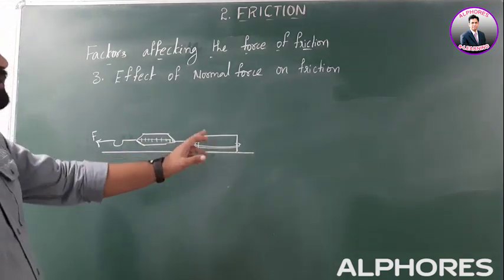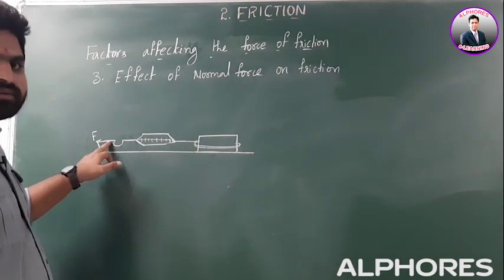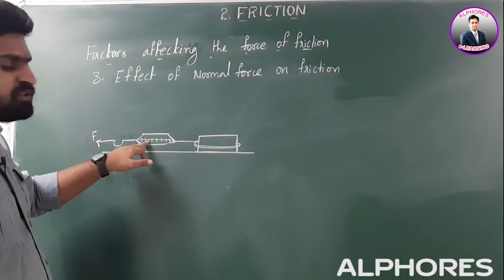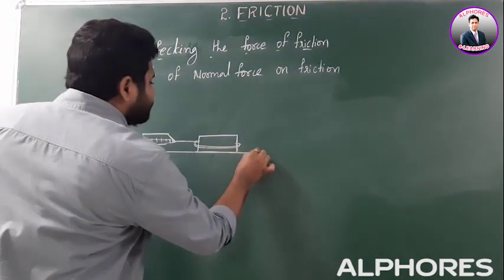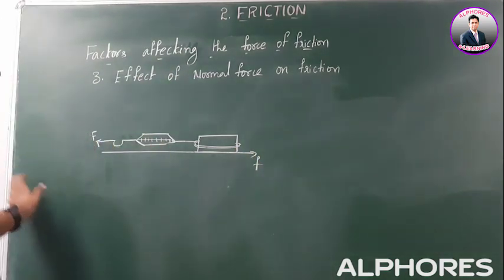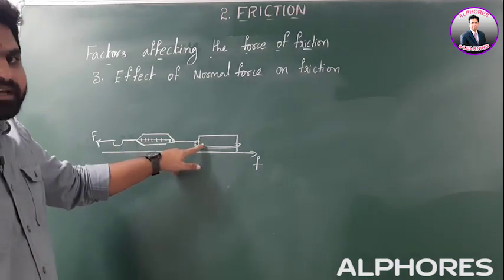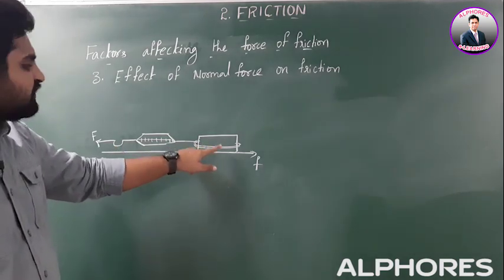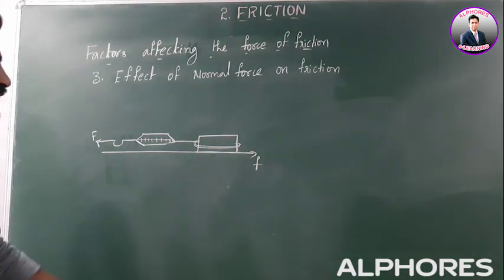Now when the brick is ready to move, the applied force reading is shown in this spring balance, and the frictional force acts here in the opposite direction. Initially when you apply force, the brick does not move because of the frictional force between the brick and the floor, as we have discussed in the previous case.